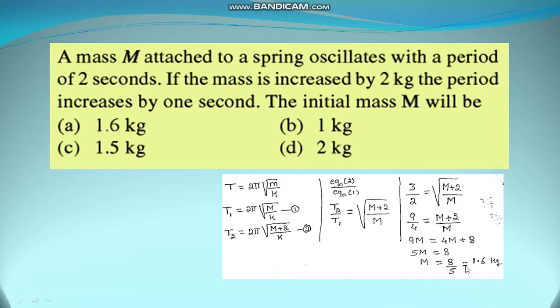8 by 5 means what? More than 1.5. So here if I solve this, you will get 1.6 kg. So our answer is A.